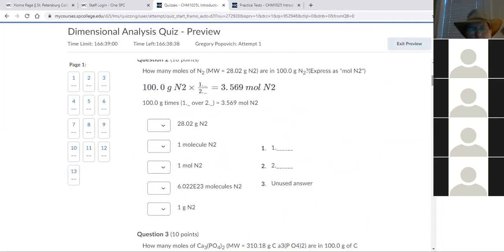Basically, guys, there are two positions up here, 1 and 2, and you have to show how you're going to go from grams into moles of N2. Simple enough. You're going to have to choose one of these choices to put in the 1 position and another to go in the 2 position. So looking at this problem, 100 grams of nitrogen.